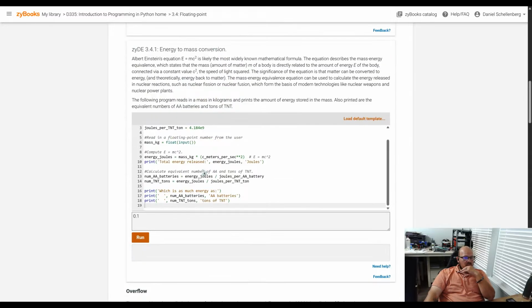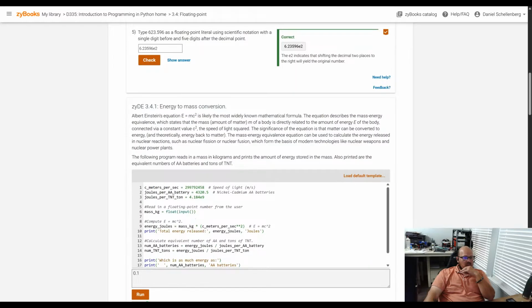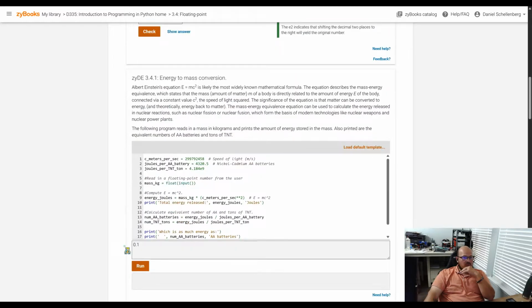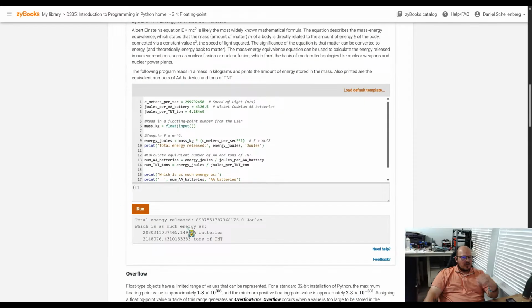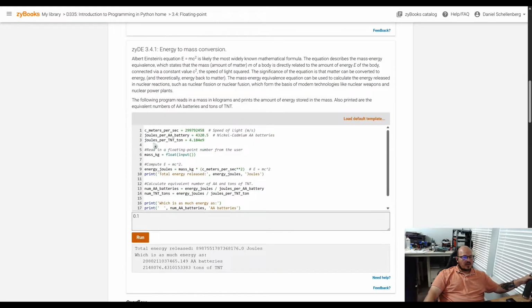So let's run it. Oops, I pressed the wrong button, sorry. Oh, it's already ran right here. I think, yeah, it already ran. Total energy released, and it has this very long number here, in joules, which is as much energy as that many AA batteries and that many tons of TNT. That's a huge amount. So what is it doing up here?